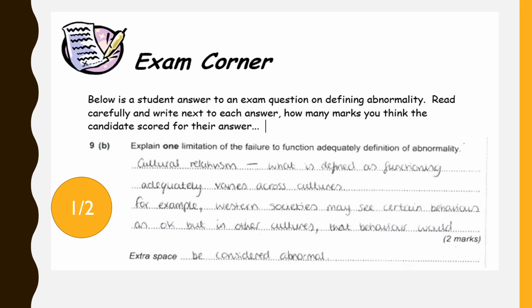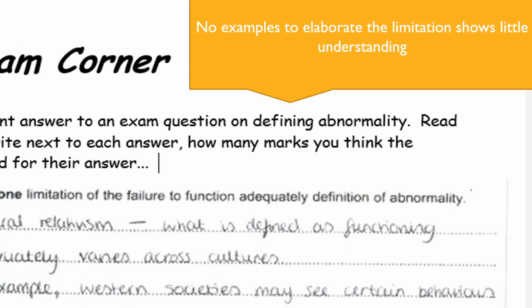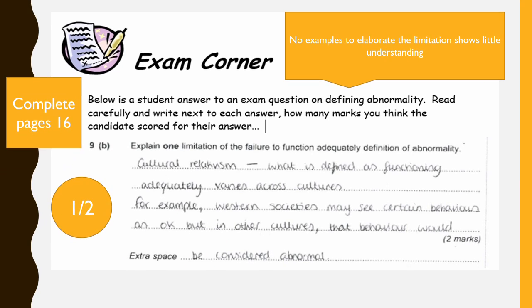Final little bit of exam practice that we can have a look at is this, which is on page 16. Now, these are examples of answers that we have previously seen from our students. The question says, explain one limitation of the failure to function adequately definition of abnormality. Now, this first example here only gets 1 out of 2. They're absolutely right in what they're saying. They're talking about cultural relativism, but there are no examples to elaborate the limitation, so it shows very little understanding.